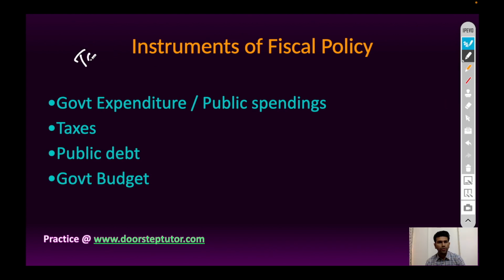What are the tools of fiscal policy by which the government influences the economy? By way of government expenditure, taxes, public debt, and government budget.